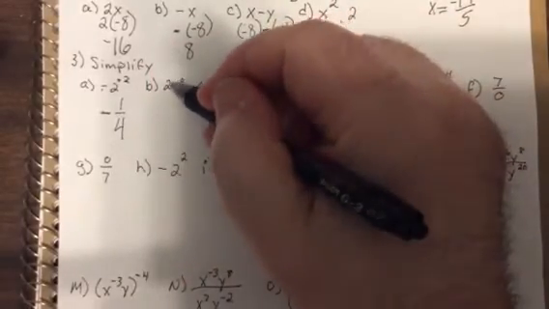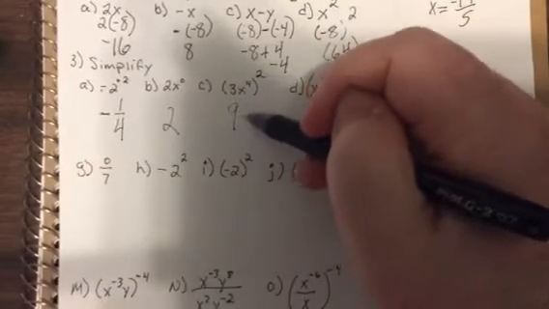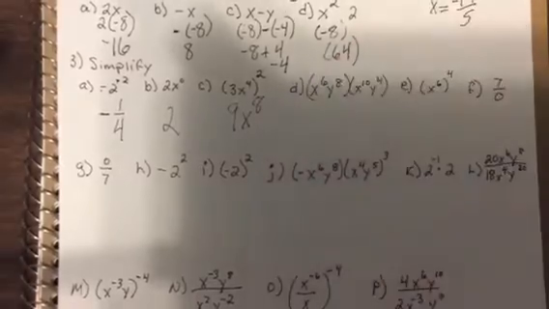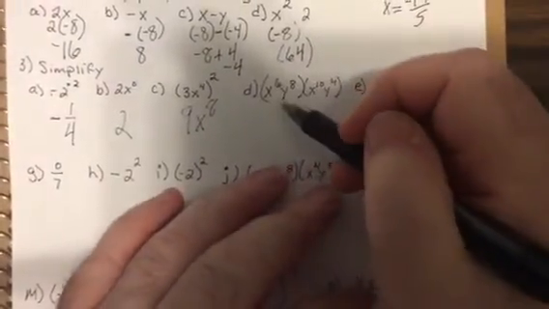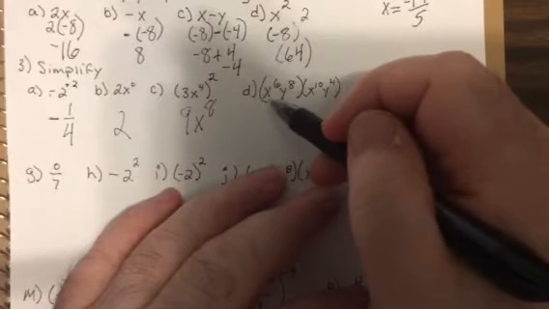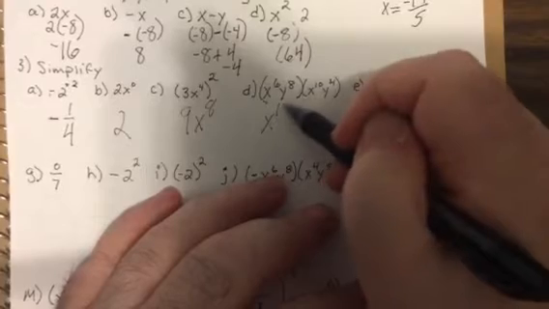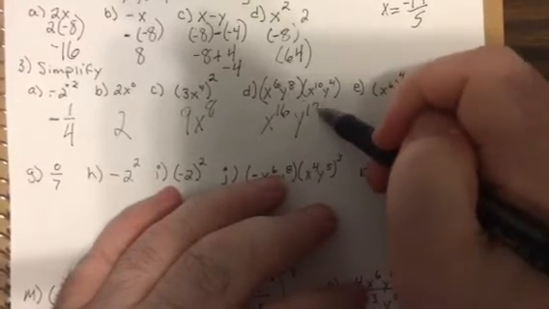Anything to the 0 power is 1, times 2 is 2. Square both terms, it's 9. Raise a power, you multiply. Okay, this one you're multiplying, they're called monomials. We'll learn about that this week. X to the 6, x to the 10th is x to the 16th. Y to the 8th, y to the 4th is y to the 12th.